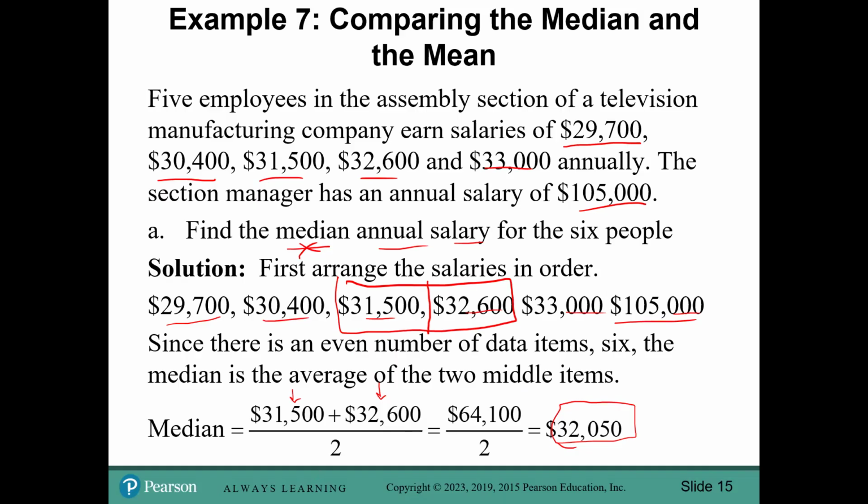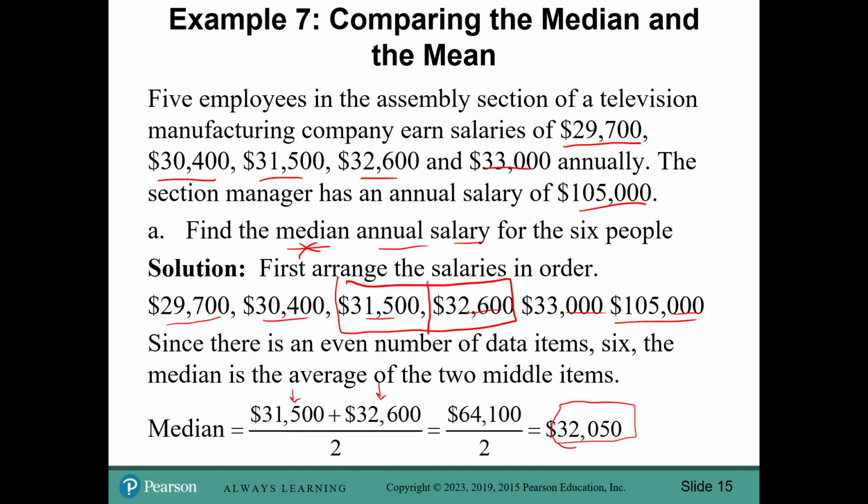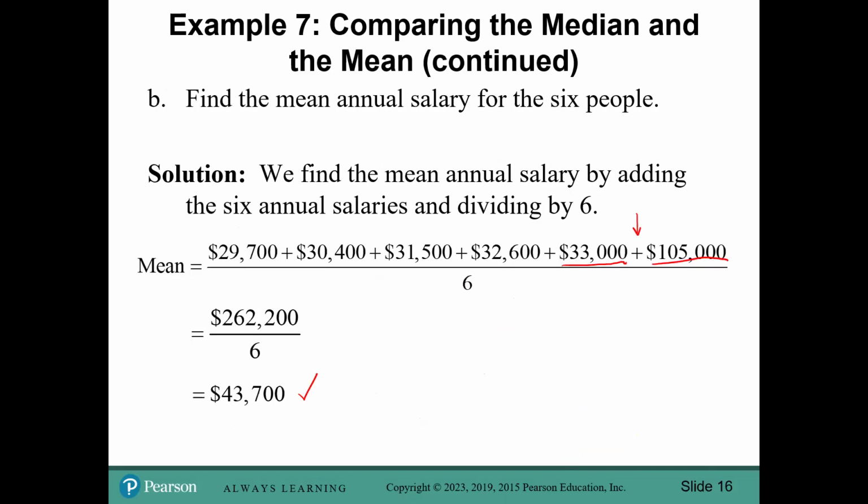Now, if we want to find the mean value of these numbers, I would take them all, add them together, and divide by 6. And so my mean value is 43,700, right? Which is a value that is somewhere between the top assembly line earnings and the manager's earnings. If I come back here and take a look, that median is going to be right there smack dab in the middle between the middle 2, right? So these 2 values differ in a pretty big way.